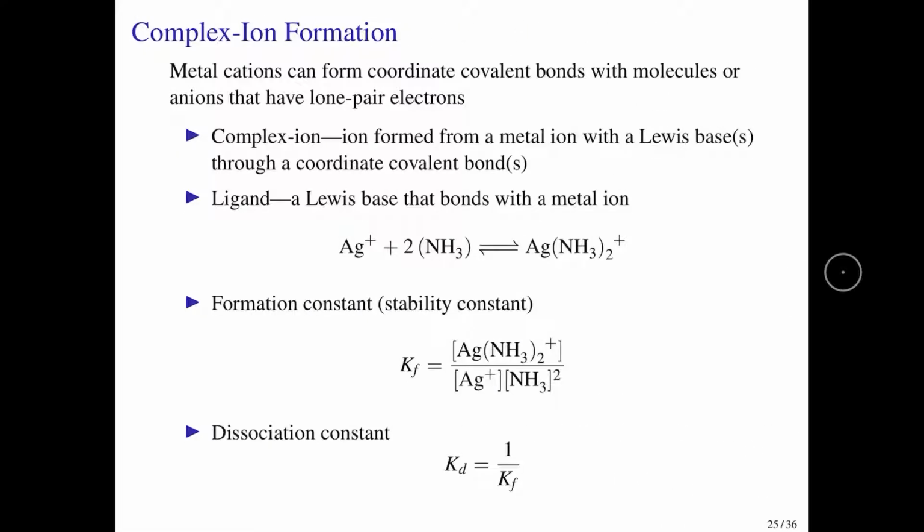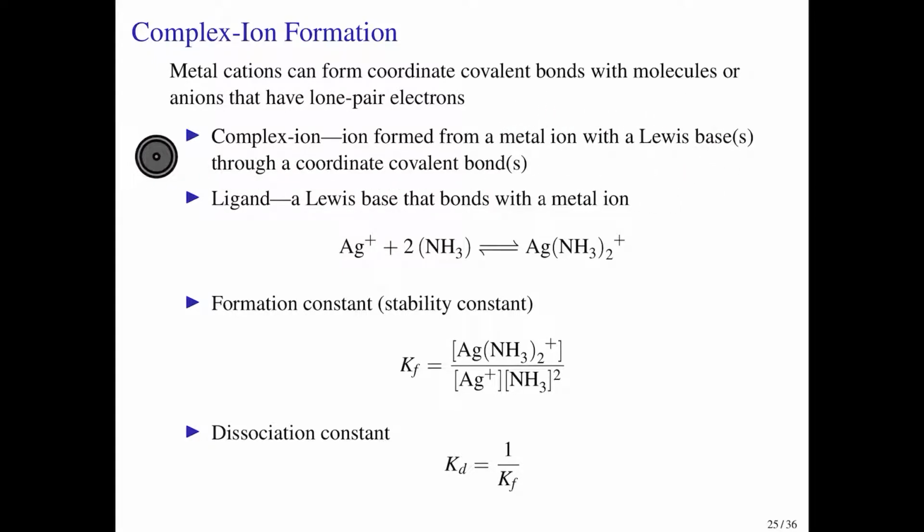Okay, so let's apply this concept to a problem. This is the complex ion formation problem. And metal cations in solution will often form coordinate covalent bonds with other molecules or anions that have available lone pairs. Okay, so through this Lewis acid-base chemistry.